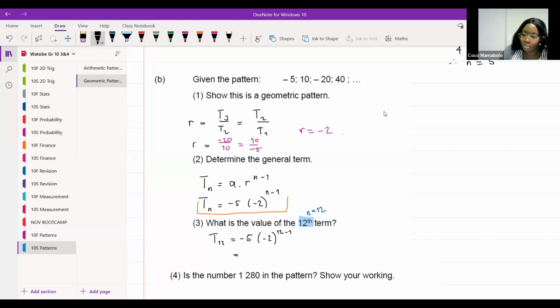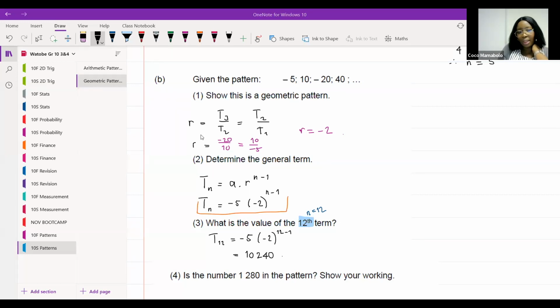I got 10,240. 100% correct. 10,240. Well done. That's it. 100%. Okay, let's do number 4 because I feel like that's where I may have lost you before.